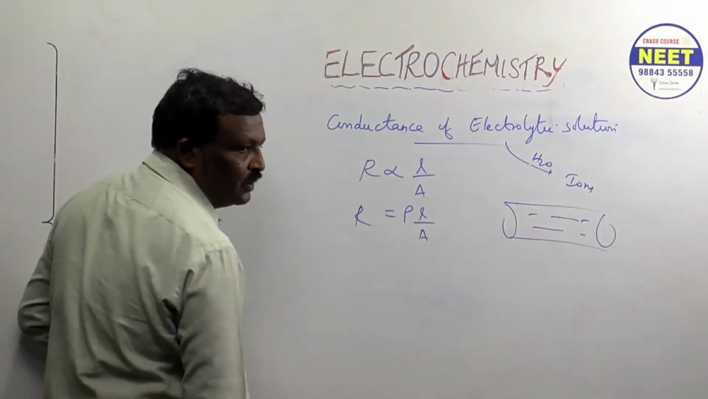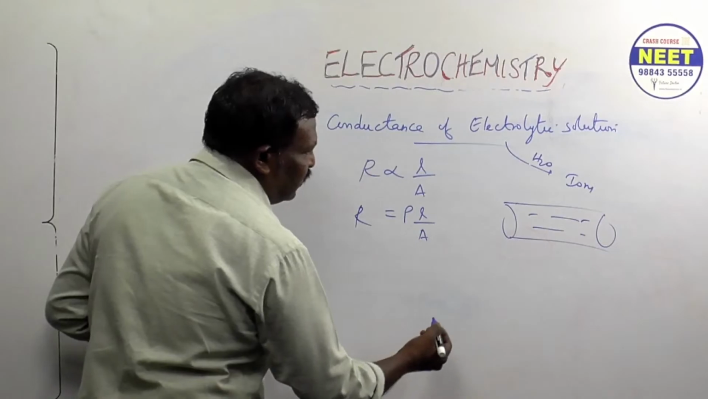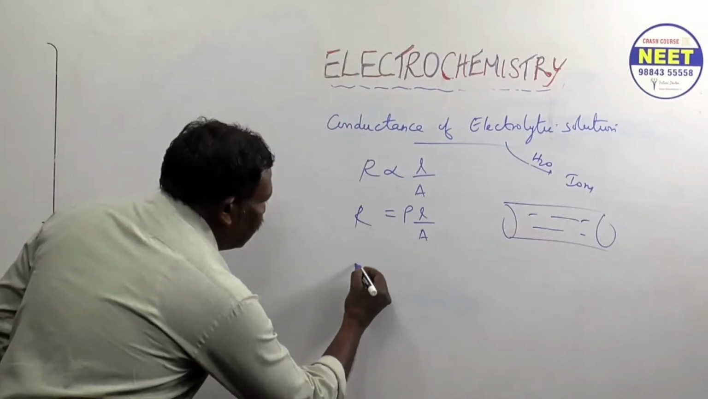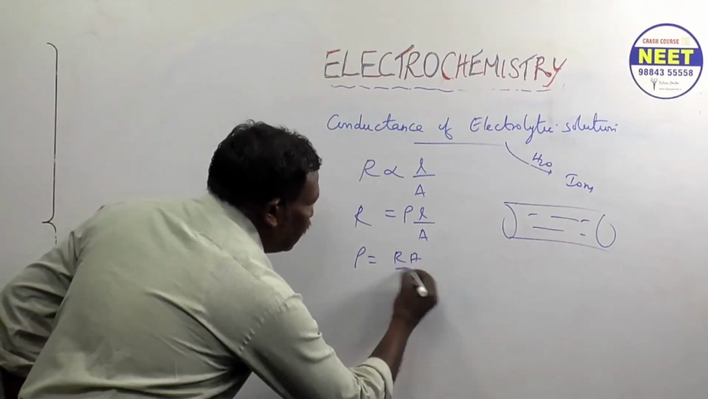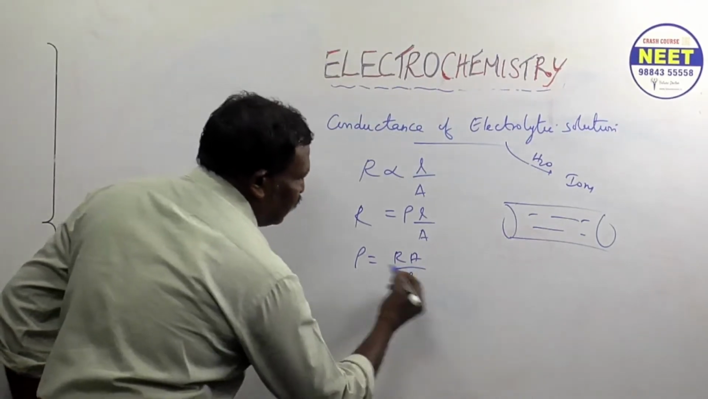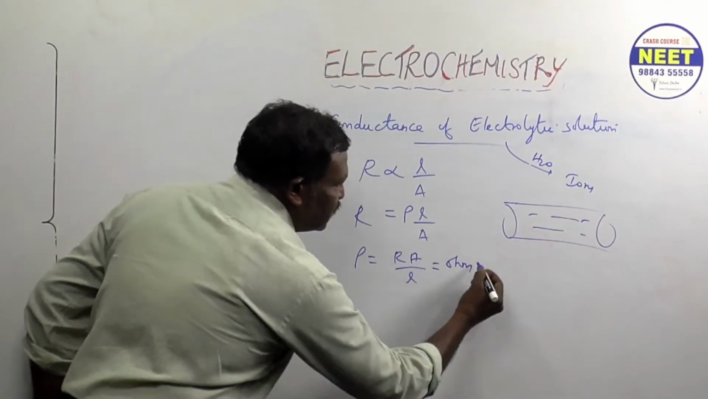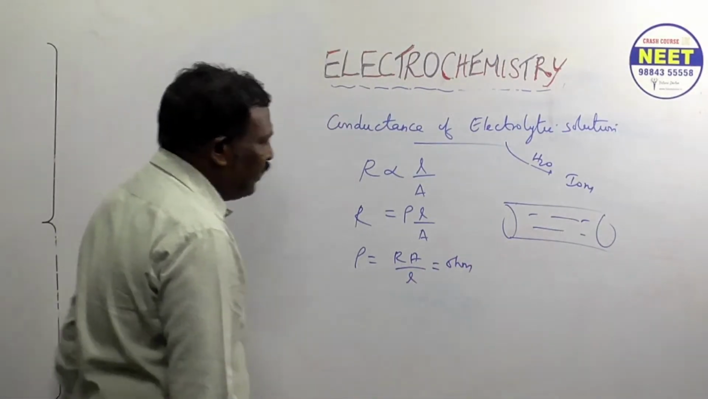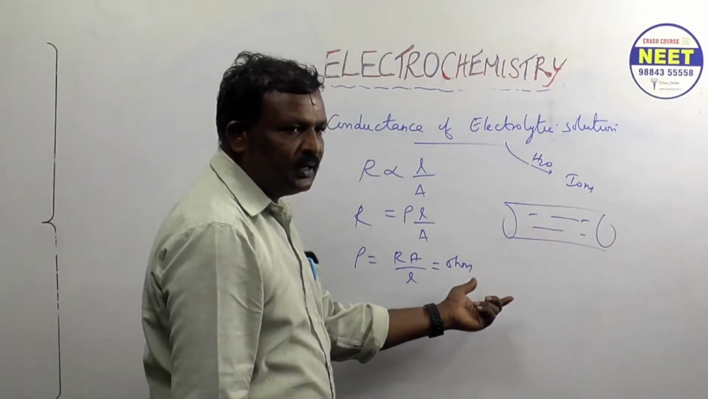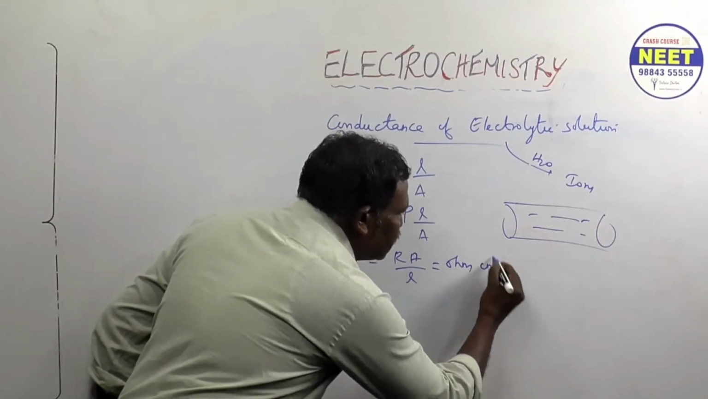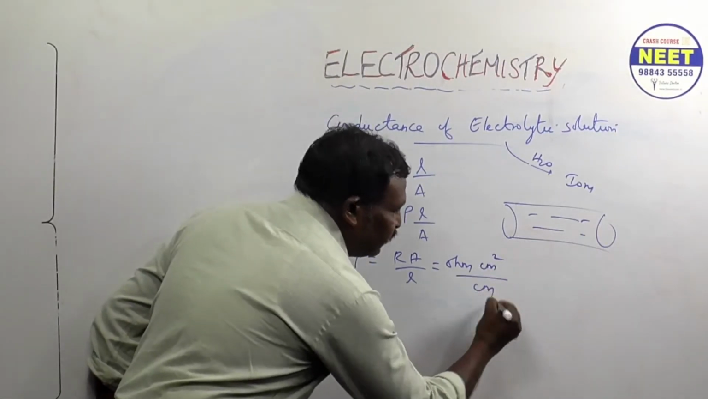R is equal to rho into L by A. What is rho? Rho is called specific resistance. Therefore rho is equal to RA by L. This unit is very, very important. R means ohm. A, if measured in centimeters, will be centimeter square. Are you following?